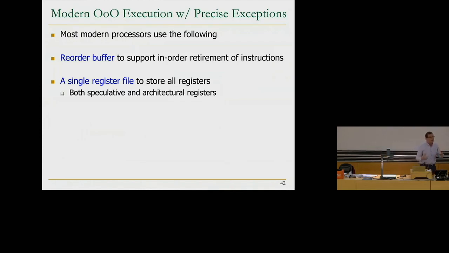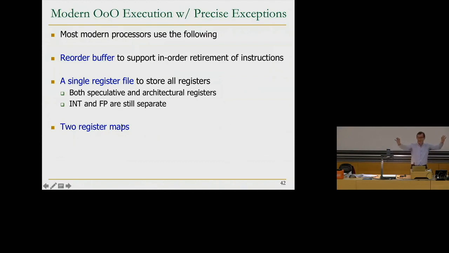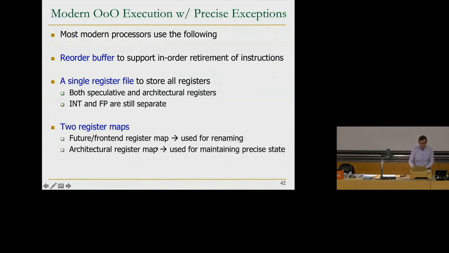This register file contains both speculative registers, meaning renamed registers, and also architectural registers, the architectural state. Integer and floating point are separate. To distinguish between the front-end and the architectural state, they have two different register maps. These are essentially pointers. There's a future front-end register map that's used for renaming, and an architectural register map that's used for maintaining precise state. Before we do that, let me show you an example.